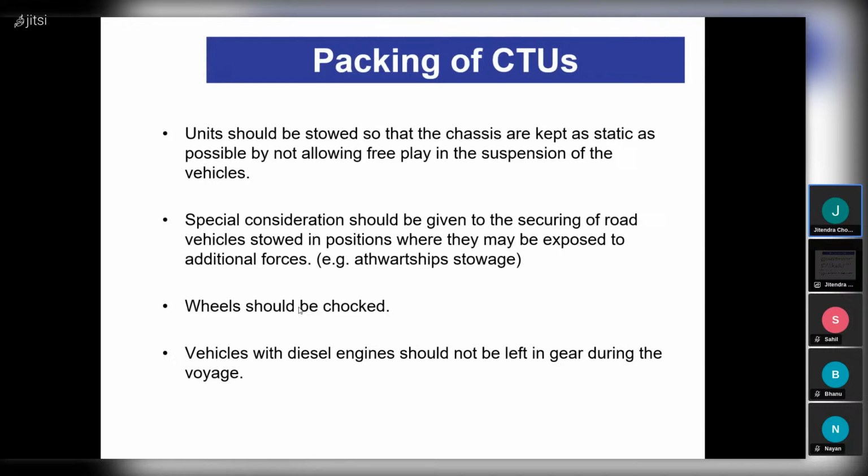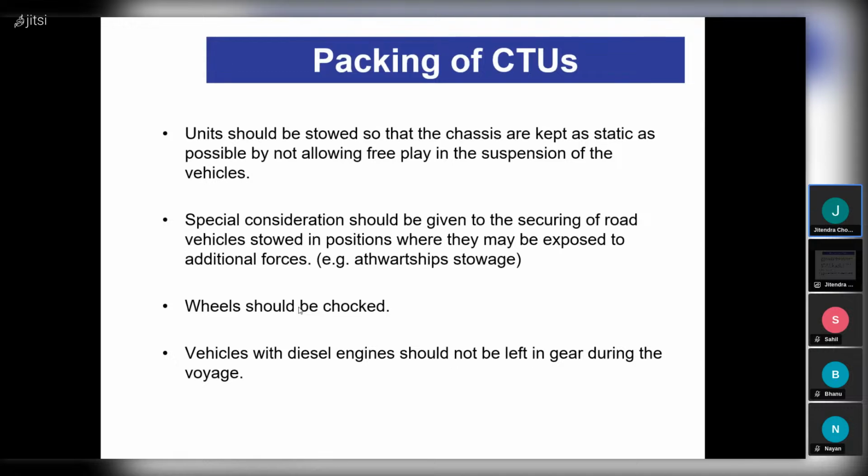So they should not be stored in positions where they may be exposed to additional forces. Normally we will store them fore and aft, and we should chock the vehicles' wheels with wedges and belts, and use chocking and lashing. Then if you have heavy vehicles with diesel engines, they should not be left in gear during the voyage.